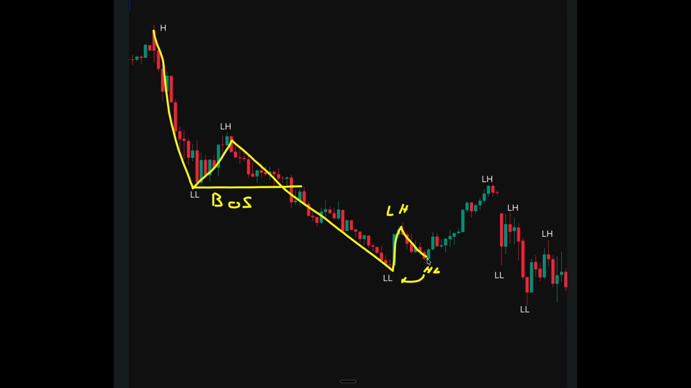So now we have a higher high, pullback, pullback, and we have a lower high, and we have a lower low, break of structure. This right here wouldn't be a lower low, it'll be an equal low, equal to this low right here.